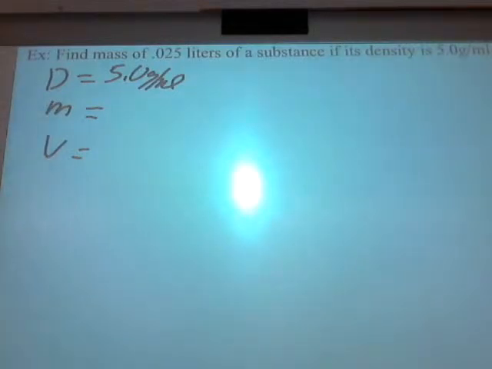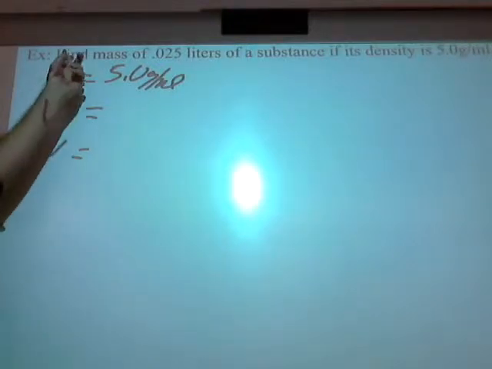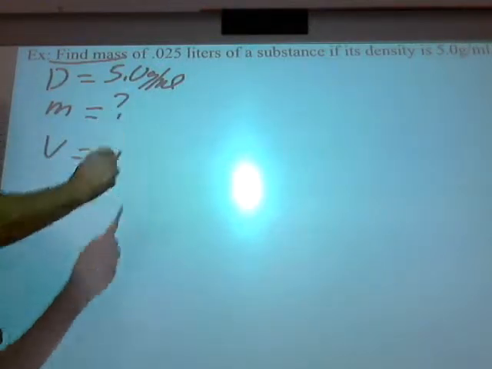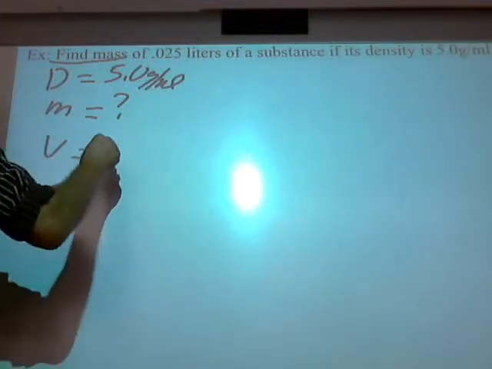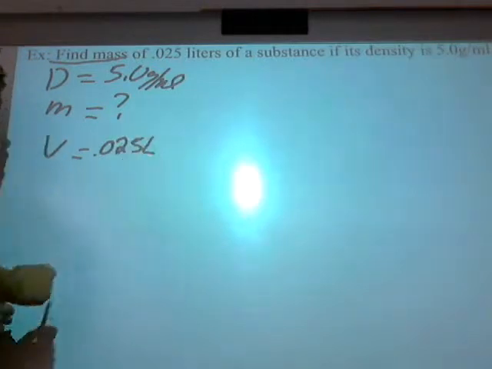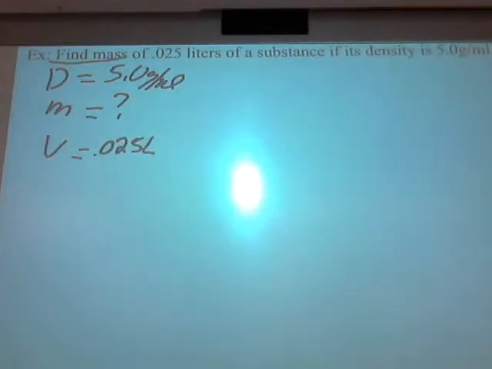What's my mass? Maddie. What's that? Find the mass. Good. She read also. And of course, there's only one thing left, and it doesn't say it's the volume, but we know liters is a unit of volume anyway. 0.025 liters. Okay.